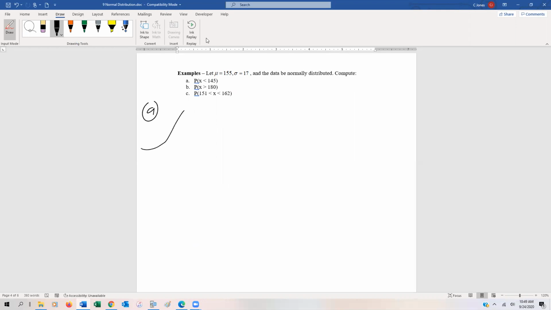So for letter A, here's our chart. All right, I know it's not a good normal distribution, but it's good enough. In the middle, we have 155, because remember in the middle, we always have the mean. So your mean is right here. And 145 is only 10 away, and the standard deviation is 17, so it's less than 1 standard deviation. So let's plot 145 right about here.